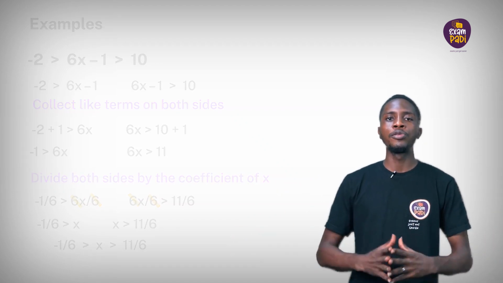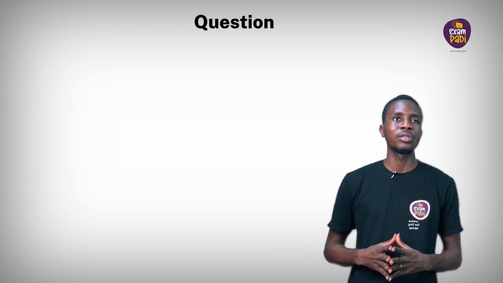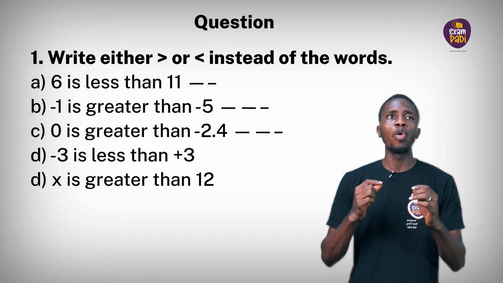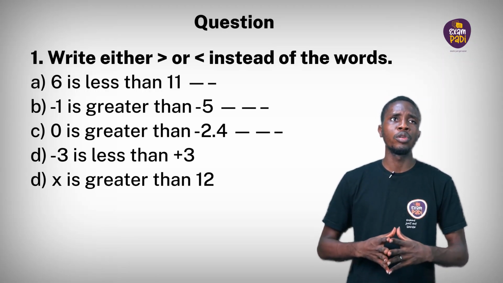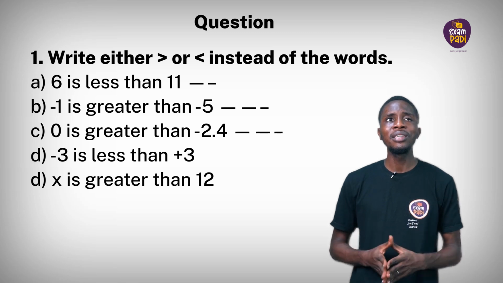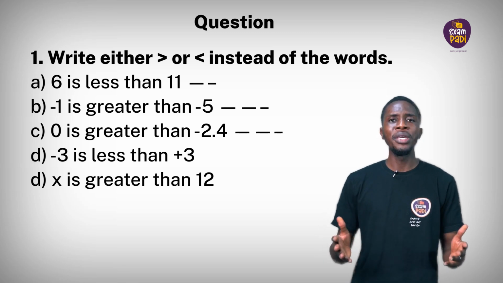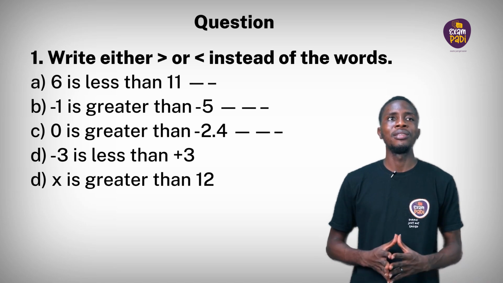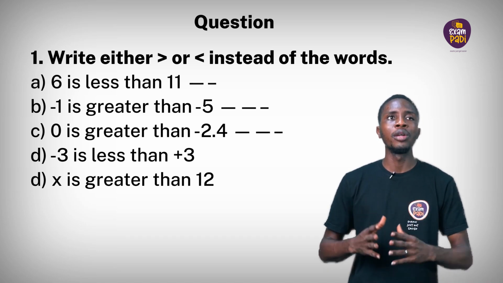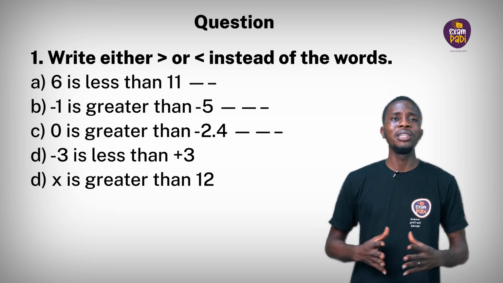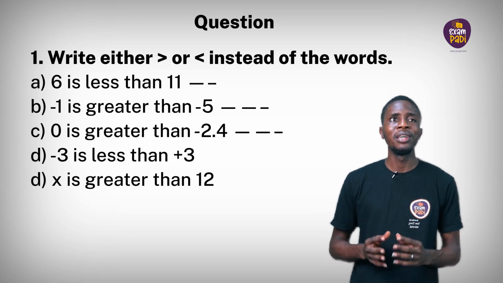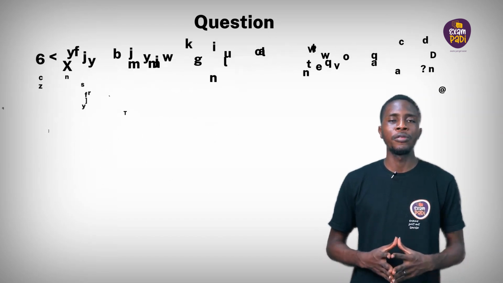We have come to the end of today's lesson. Here are a few questions to assess yourself. 1. Write either greater than or less than instead of the words. A. 6 is less than 11. B. Minus 1 is greater than minus 5. C. 0 is greater than minus 2.4. D. Minus 3 is less than plus 3. E. x is greater than 12.